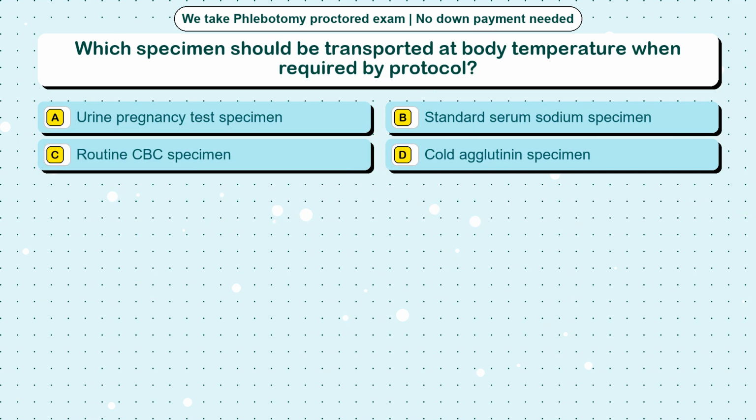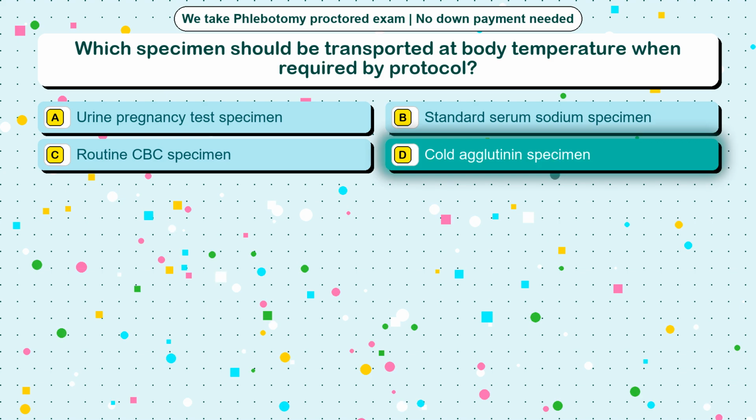Question 90. Which specimen should be transported at body temperature when required by protocol? Option A. Urine pregnancy test specimen. Option B. Standard serum sodium specimen. Option C. Routine CBC specimen. Option D. Cold agglutinin specimen.